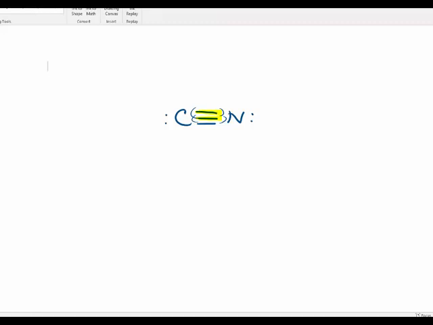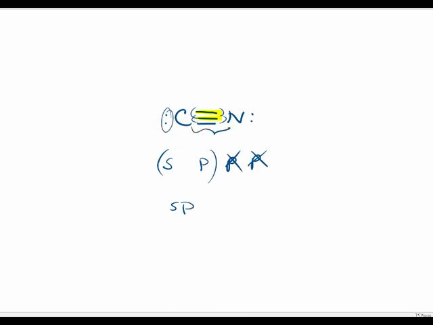Well, 2 pi bonds showing tells me that of my s, p, p, p, 2 p's are occupied. That means I am sp hybridized for this lone pair and this sigma bond. Now an sp hybridized atom is locked into a linear configuration. In order to have those p's overlap, the hybridized orbitals must be linear.